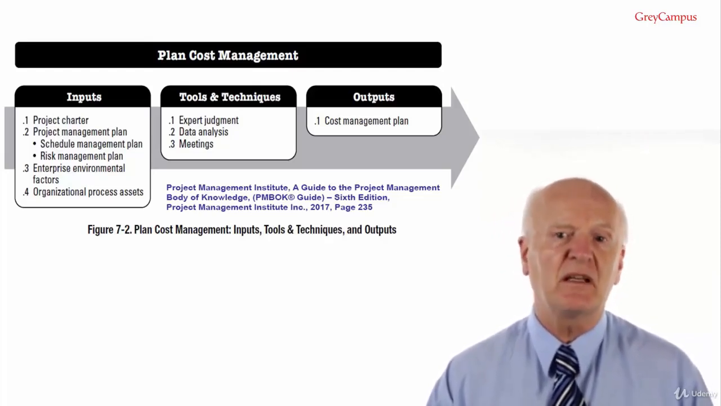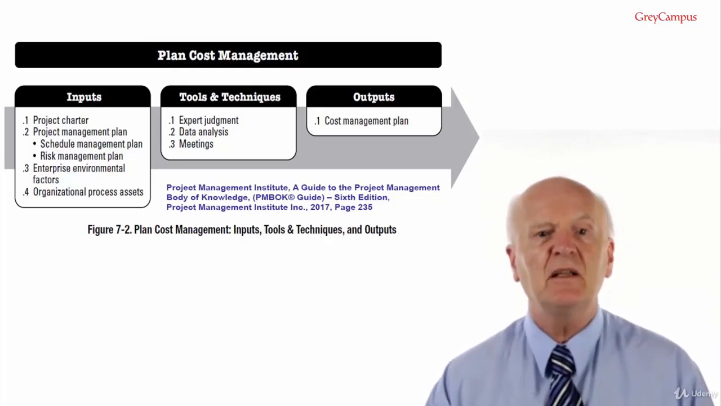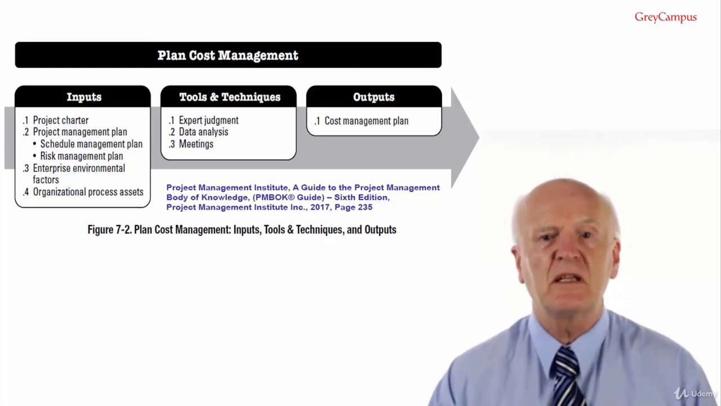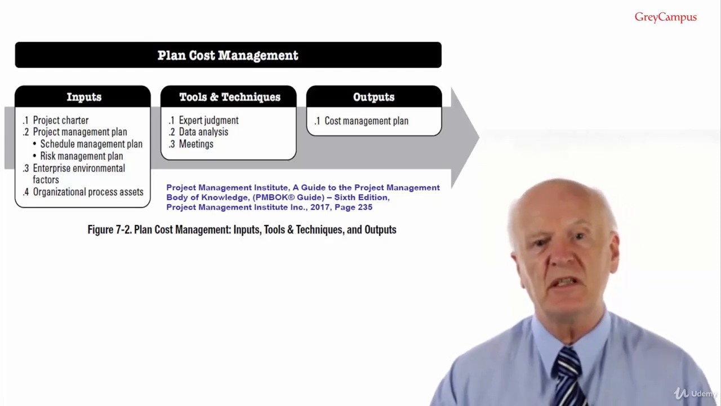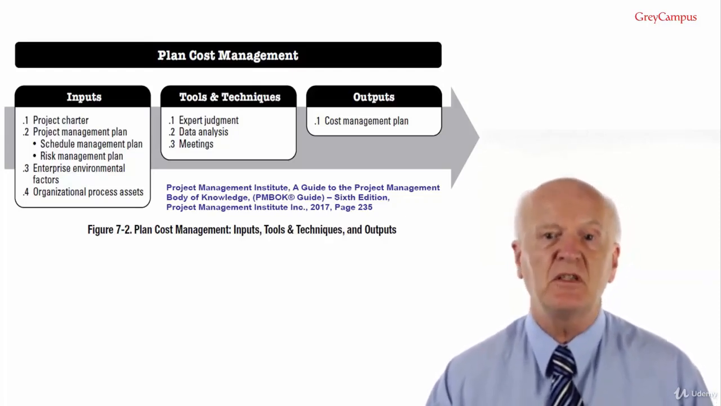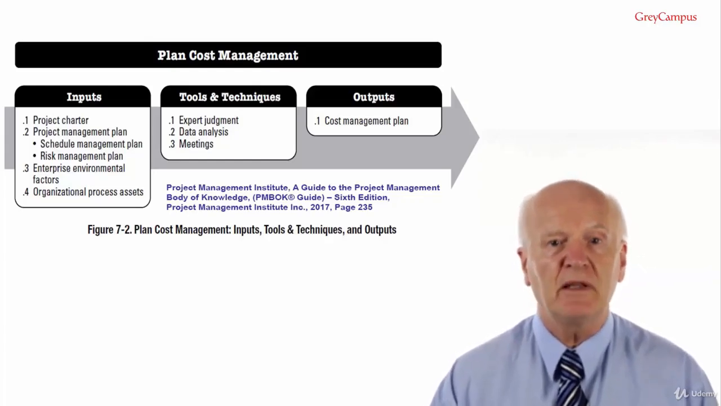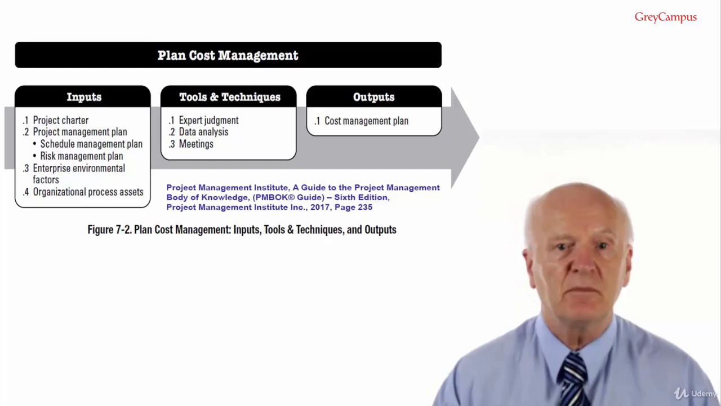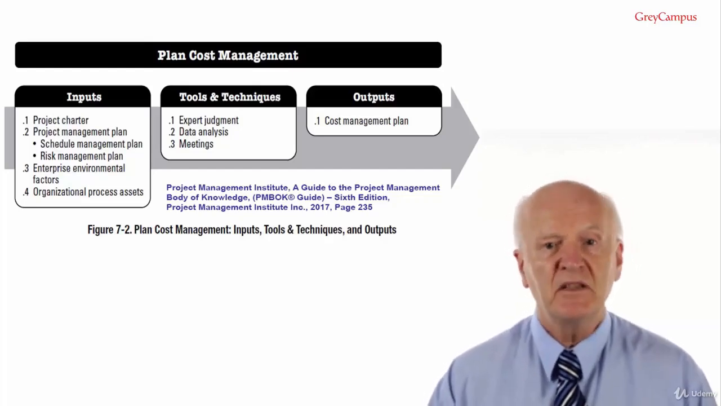A data analysis technique that can be used for this process includes alternatives analysis, which can be used to review strategic funding options such as self-funding, funding with equity, funding with debt. But what do these actually mean?